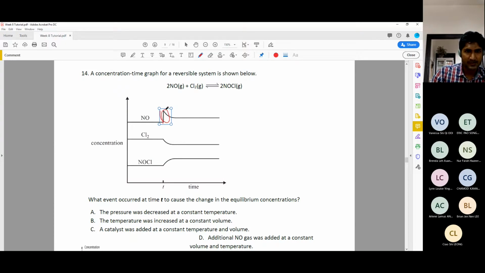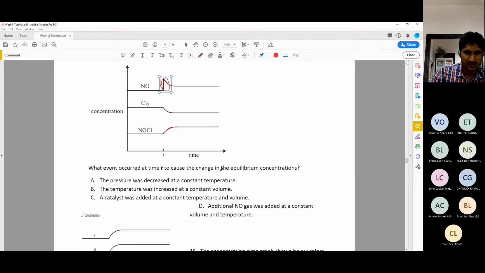When nitric oxide is added, since it is a 2:1 reaction, twice as much nitric oxide as chlorine is used up, and then nitrosyl chloride slowly increases in the system.